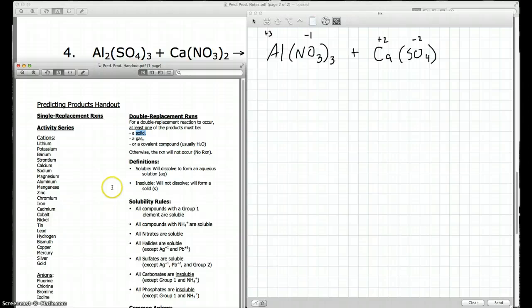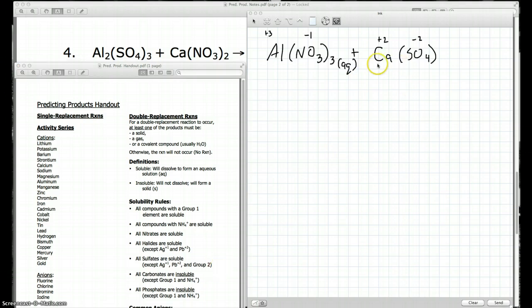And what I do here is I am going to look at my rules, and I'm going to find one of these rules that applies to these chemicals. So this first chemical on the right side in the products, I have aluminum nitrate. And I look here, oh, I have a rule for nitrates. It says all nitrates are soluble. And soluble means AQ. So what I can do is behind this chemical, I can put AQ.